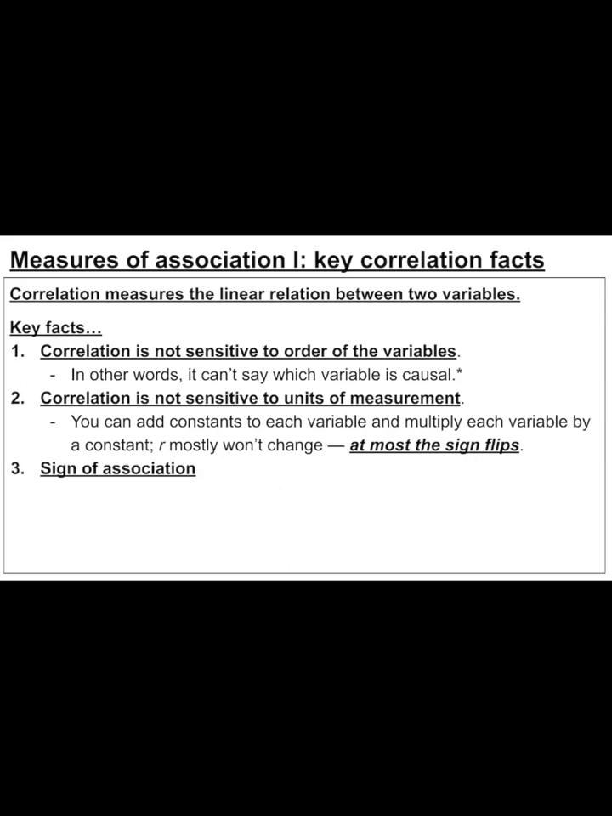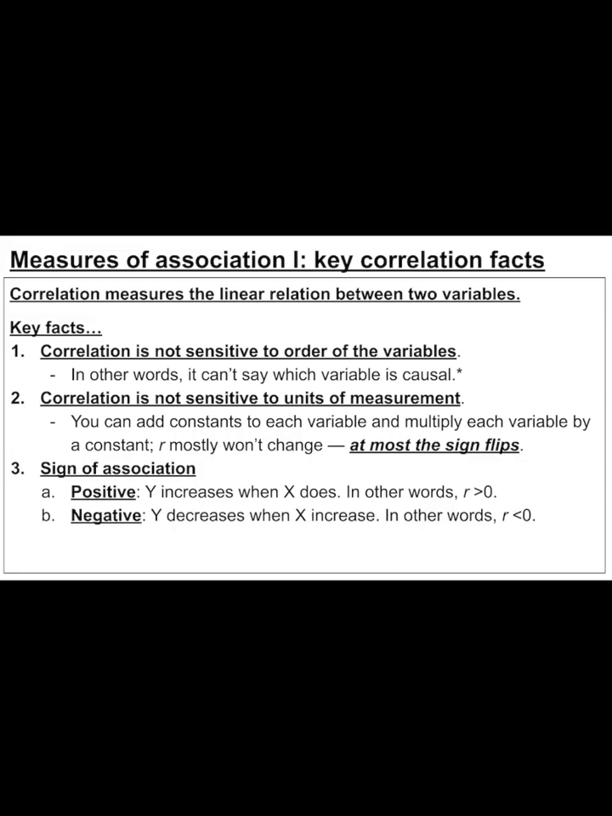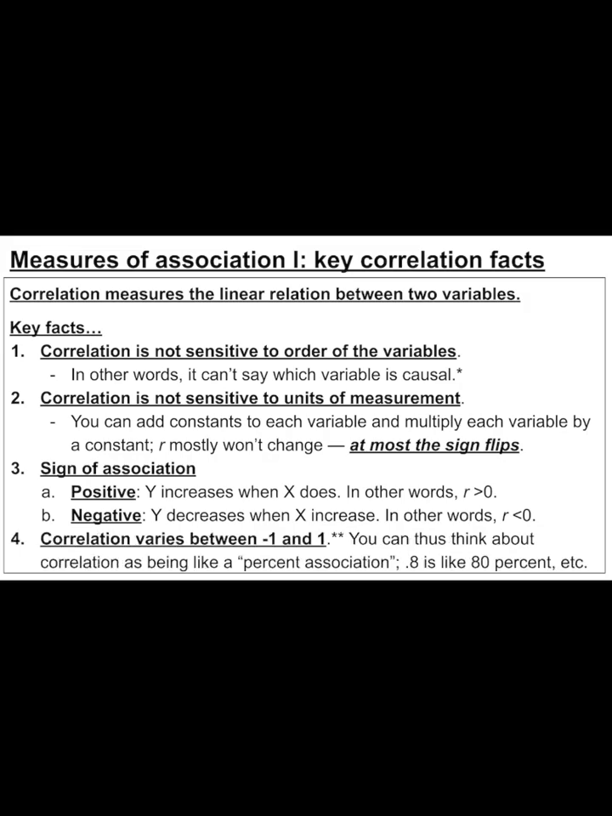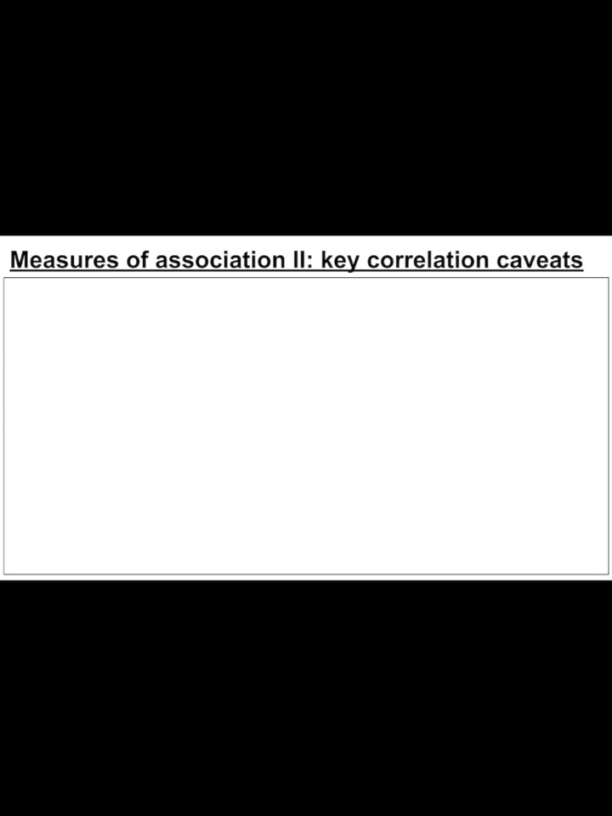The sign of association matters a lot. What that tells us is that when it's positive, that means that when one variable increases, so does the other. And this would just be represented by a correlation coefficient greater than 0. And if it's negative, that means that when one variable increases, and again, which one is y and which one is x doesn't matter, the correlation coefficient is less than 0. So it's a little bit like a slope, although again, it's not exactly a slope. The regression slope is what we'll literally say is a slope. And again, correlation varies between -1 and 1 inclusive, so you can think about it as being kind of like a percent association.